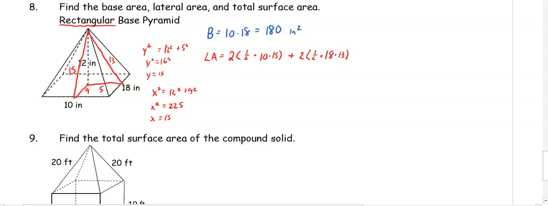Okay, again, we cannot do perimeter because all of our lateral faces are not the same shape. So when we do this, and we add those together, we get 384 inches squared. Then to get your total surface area, it's just the lateral area plus the area of the base. So when we add those two together, we get 492 inches squared.